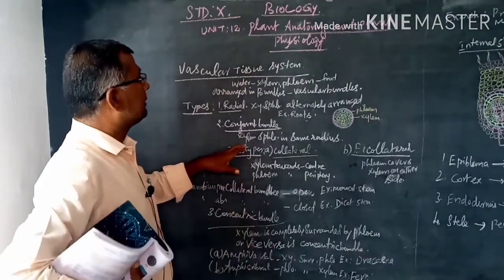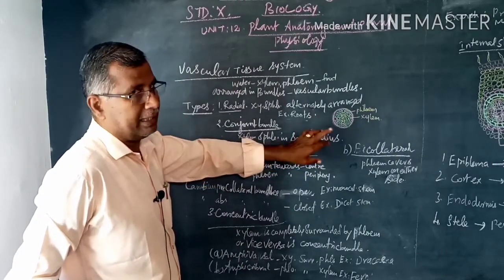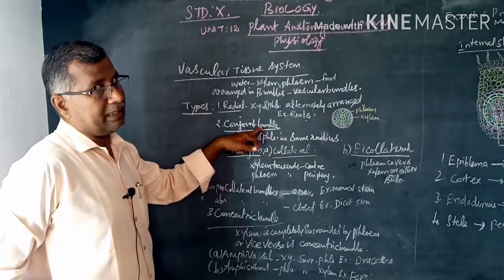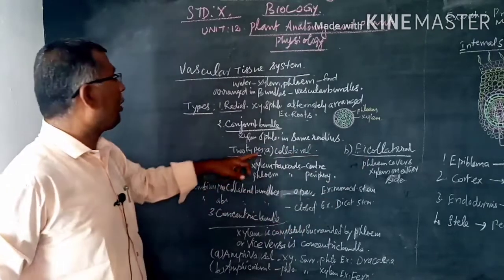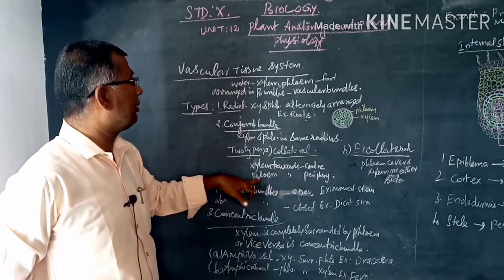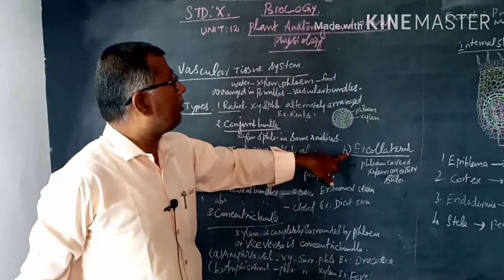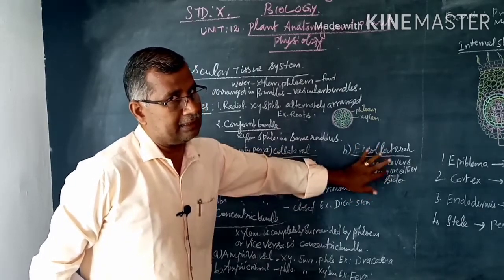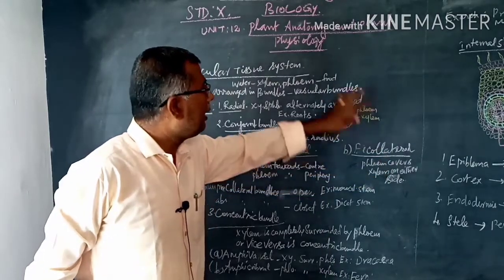The second one is the conjoined bundle. Conjoined bundle means the xylem and phloem are arranged on the same radius. The conjoined bundle is further divided into two types, A collateral, B bicollateral. Collateral means the xylem is towards the center and the phloem towards the periphery. We call it a collateral bundle. But in a bicollateral bundle, the phloem covers the xylem on both sides, on either side of the xylem the phloem is present. We call it a bicollateral bundle.